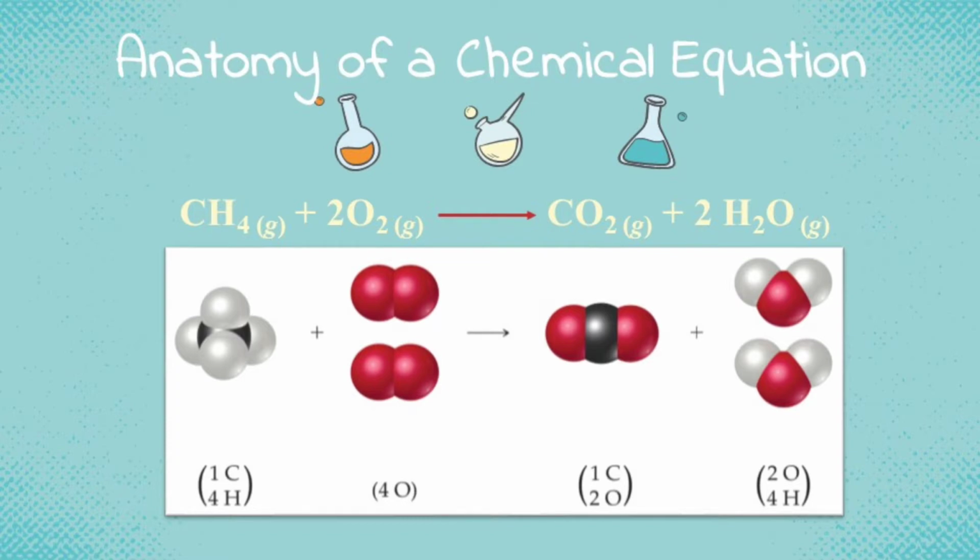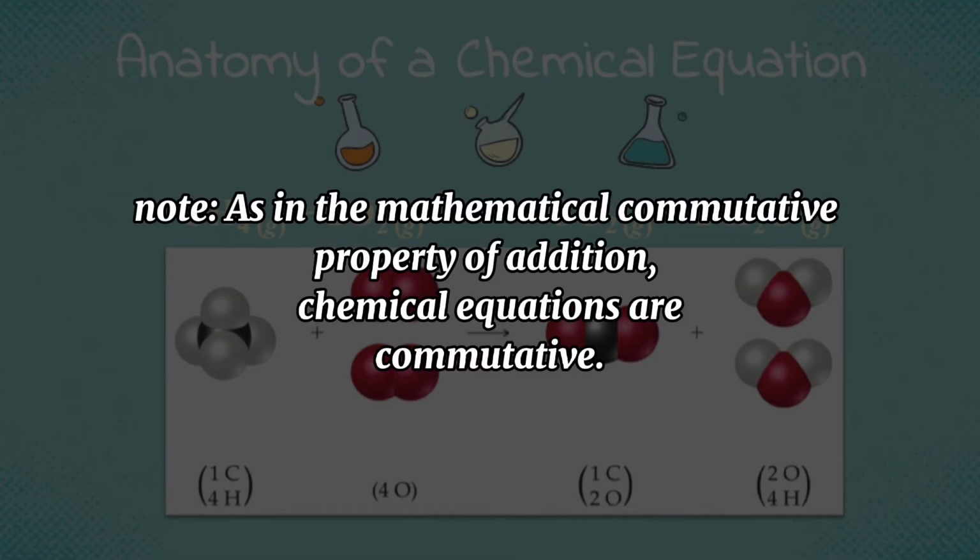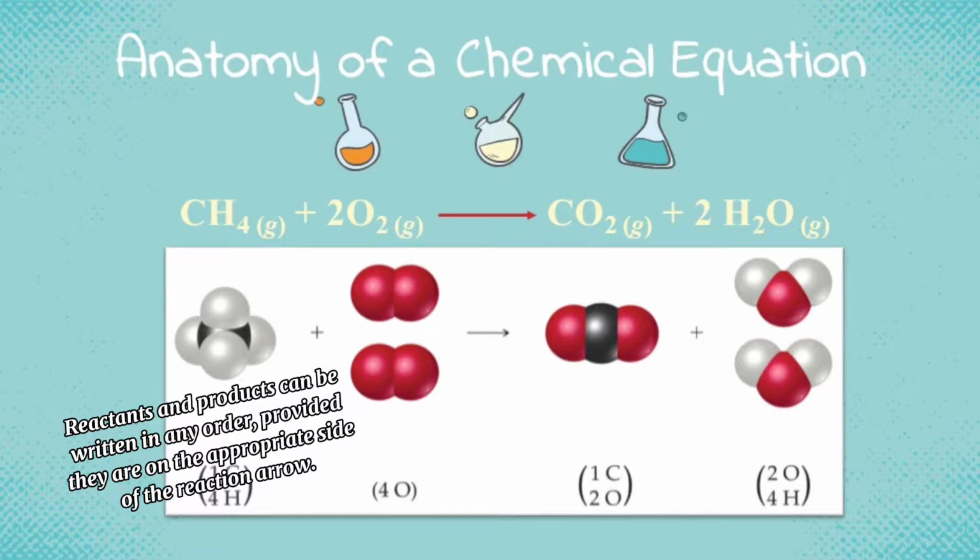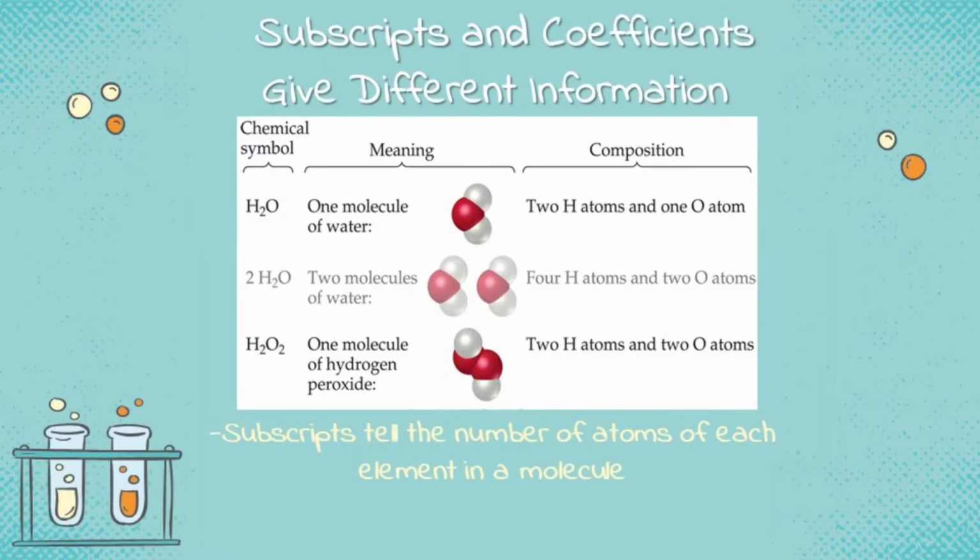Also, note that as in the mathematical commutative property of addition, chemical equations are commutative. Reactants and products can be written in any order, provided that they are on the appropriate side of the reaction arrow. Subscript tells the number of atoms of each element in a molecule.